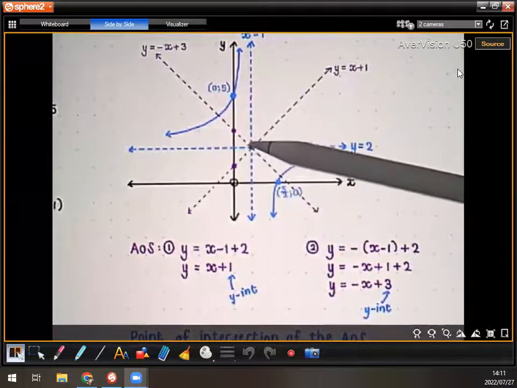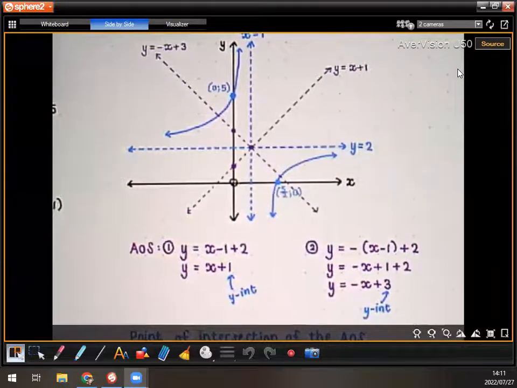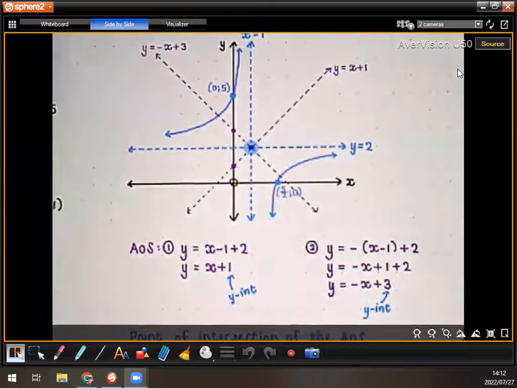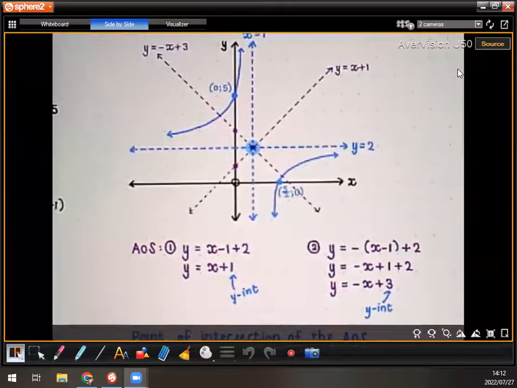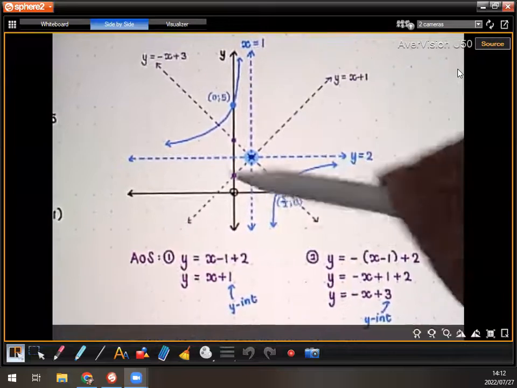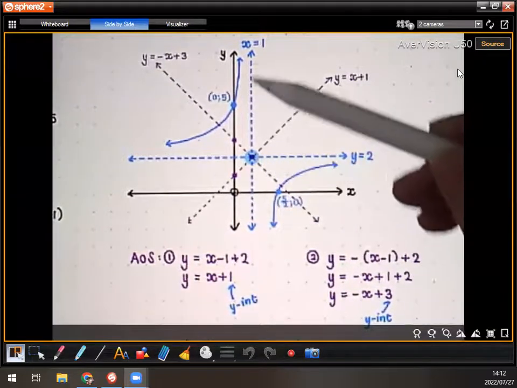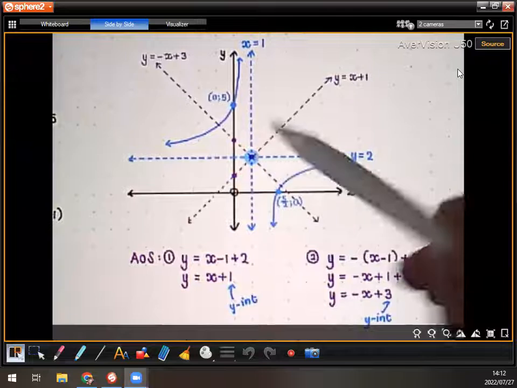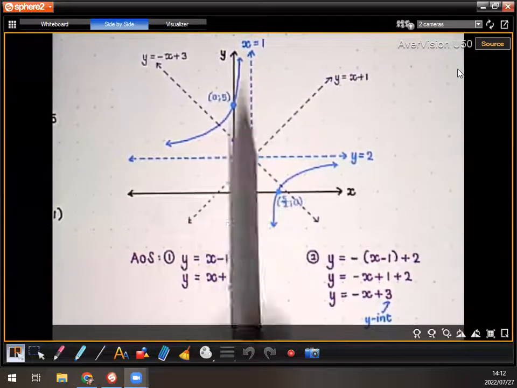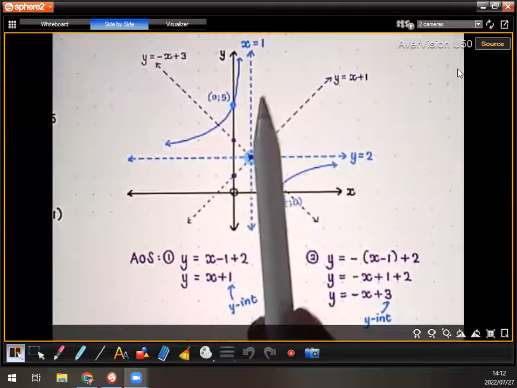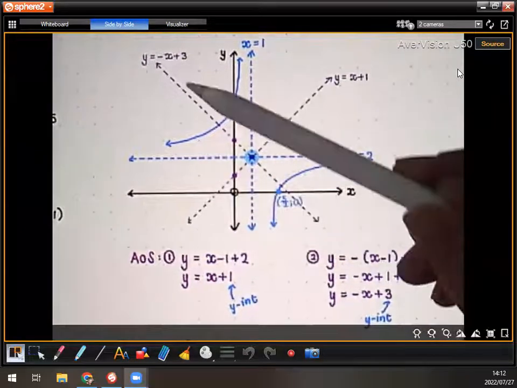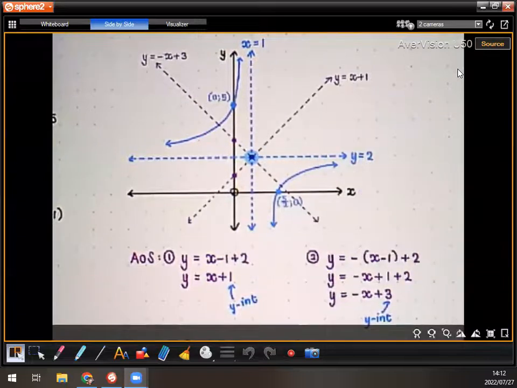At the point of intersection of the asymptotes as well, right? We're looking at this point here. That point is the point of intersection of the asymptotes. So how are you going to know what the coordinates of that point are? It's the x value of the x asymptote, right? And the y value of the y asymptote. Always, okay. So this point is the point of intersection of the two asymptotes, but it will also always be the point of intersection of the two axes of symmetry.